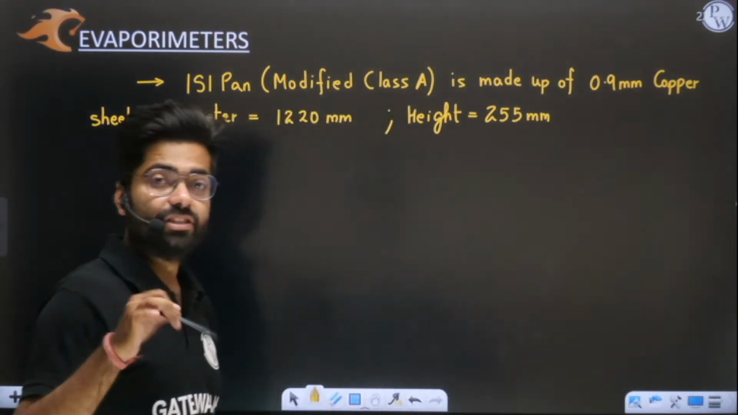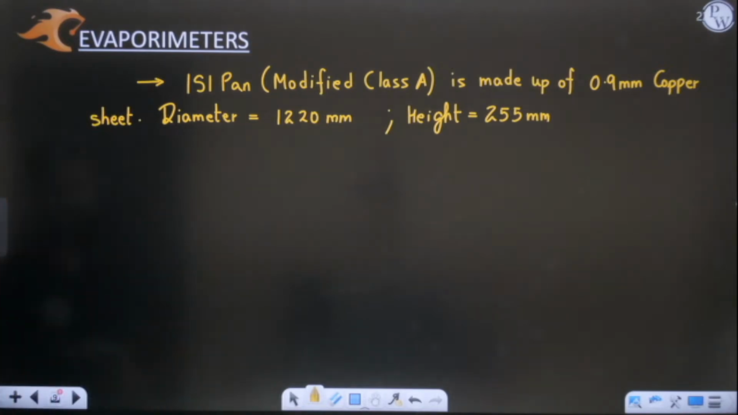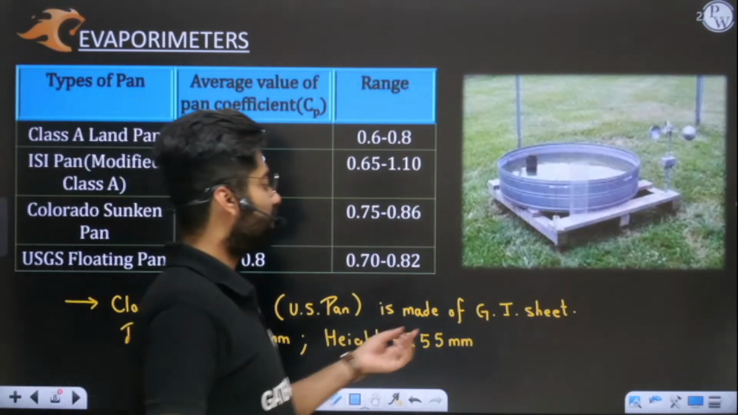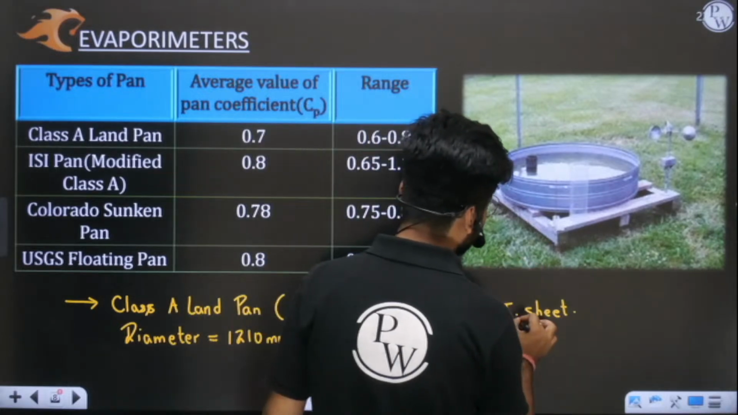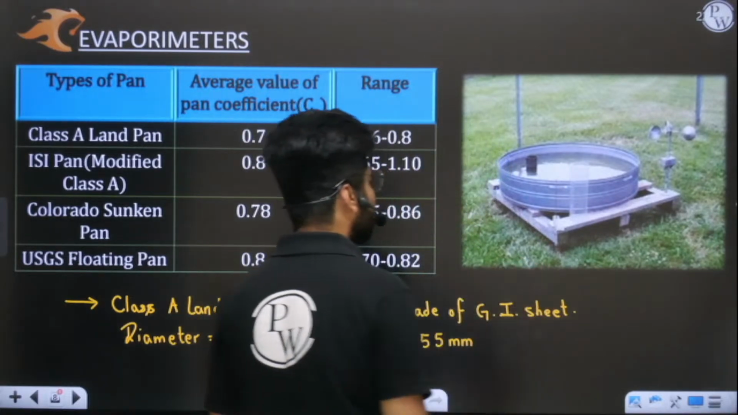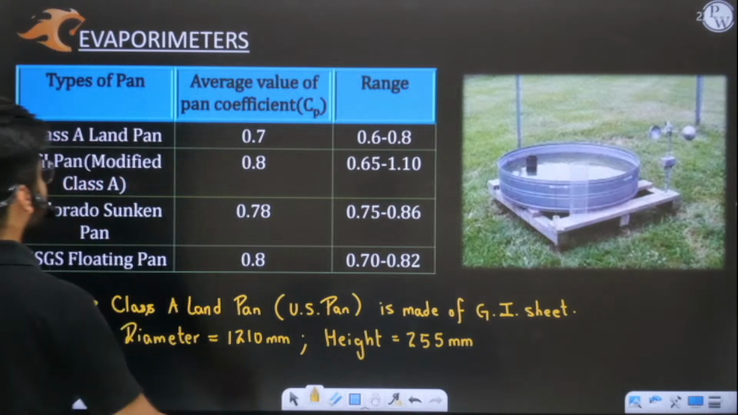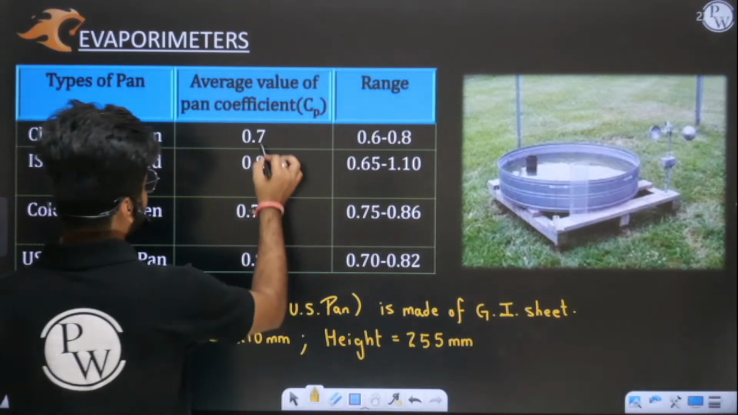Only thing is they have changed the metal. Here you can see iron is there. Here galvanized iron GI sheet is there, and in the Indian standard one we have copper. Okay, understood, sir, clearly. Now we have one thing here, pan coefficient.